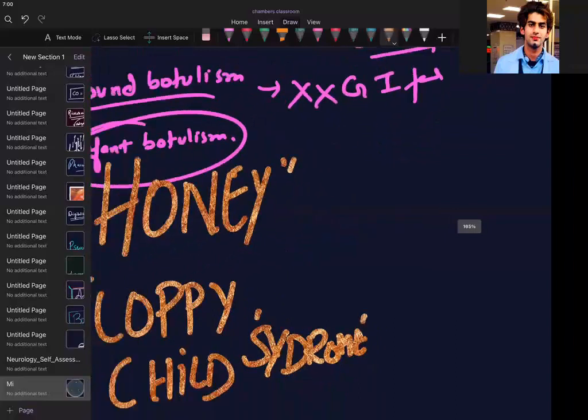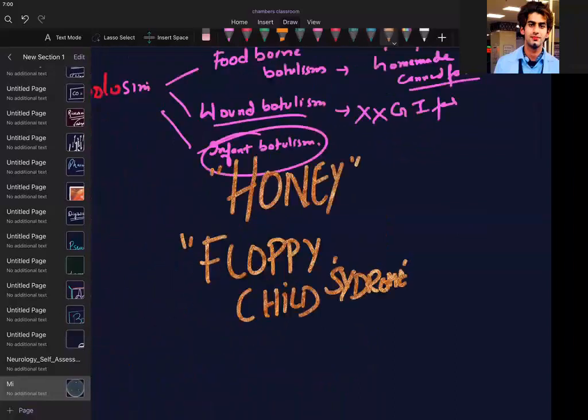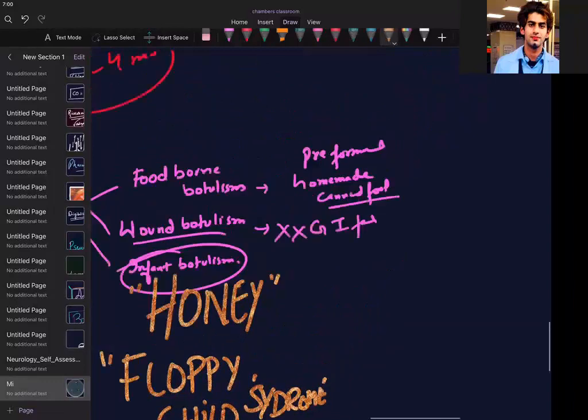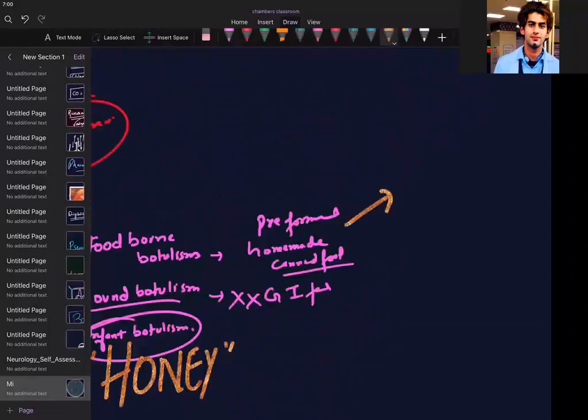So this is floppy child syndrome. What are the features of floppy child syndrome? By the way, sir, who will get this food poisoning? People going to the restaurants, going for those meat pies, foil wrapped potatoes, all that sort of thing, canned food, contaminated. So what will happen? What is the patient showing us? What is the feature? I forgot to tell you.